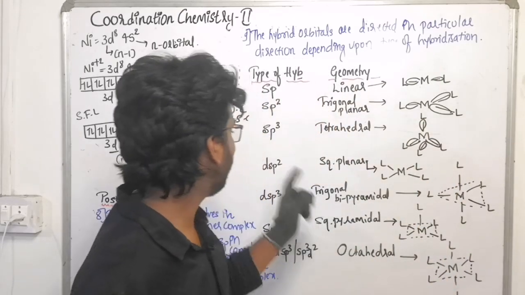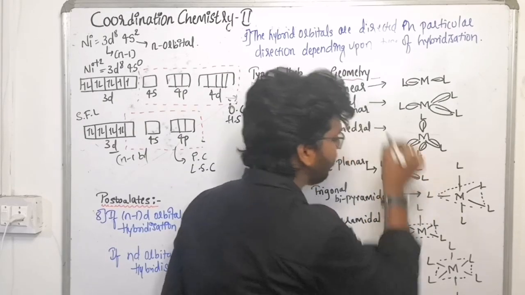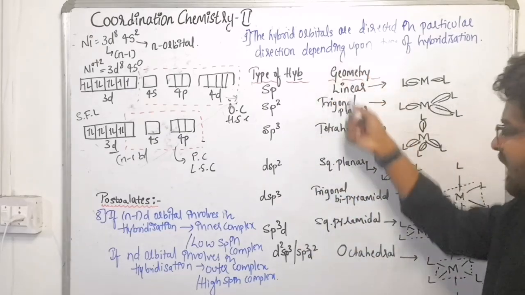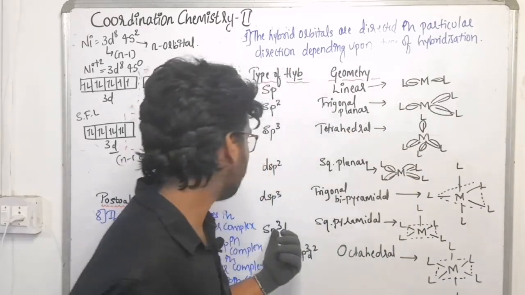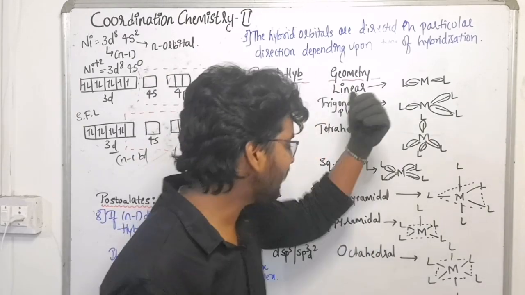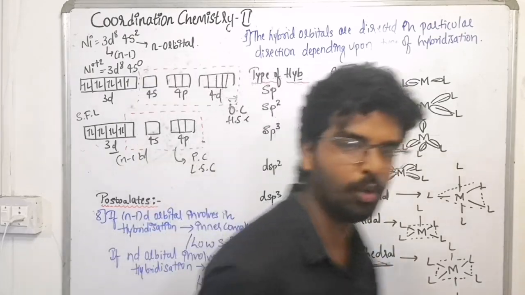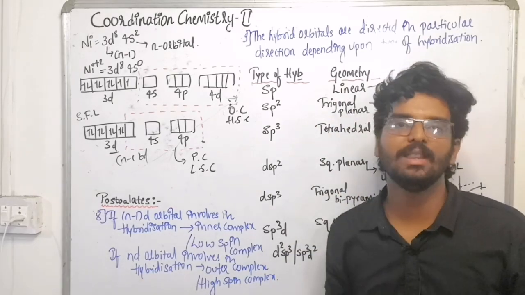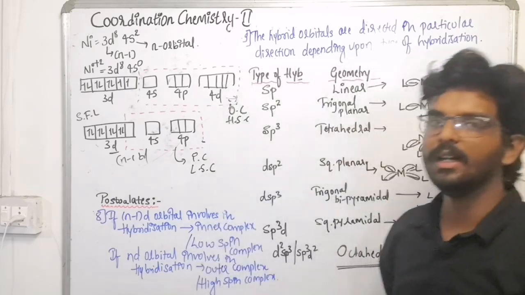directed towards the ligand. If it is dsp2, it is square planar. This is how the hybrid orbitals are directed towards the ligand. So for different hybridizations you end up with different geometries, different structures. For sp3d it is square pyramidal. For dsp3 or sp3d2, the geometry remains the same here, that is octahedral. So you must know the type of hybridization and the geometry, and a very important thing is how to find out the hybridization. We will solve that in part 2.